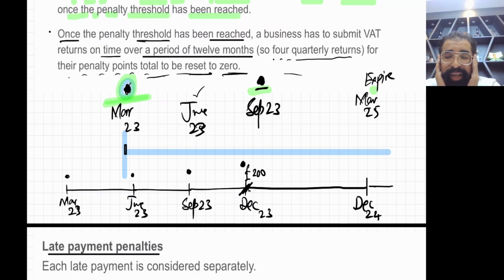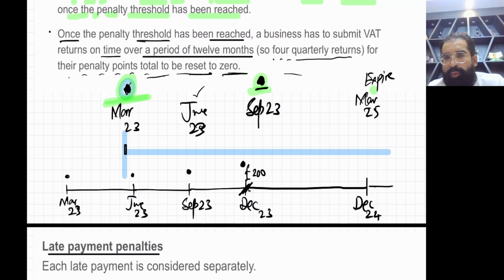Be careful with this line, that these are the points without having any penalty. You haven't touched 4 points. Once you touch 4 points, then there is no expiry for separate points. Now, once you touch 4 points, after every quarter, if you submit a late VAT return, there is an immediate £200 penalty.